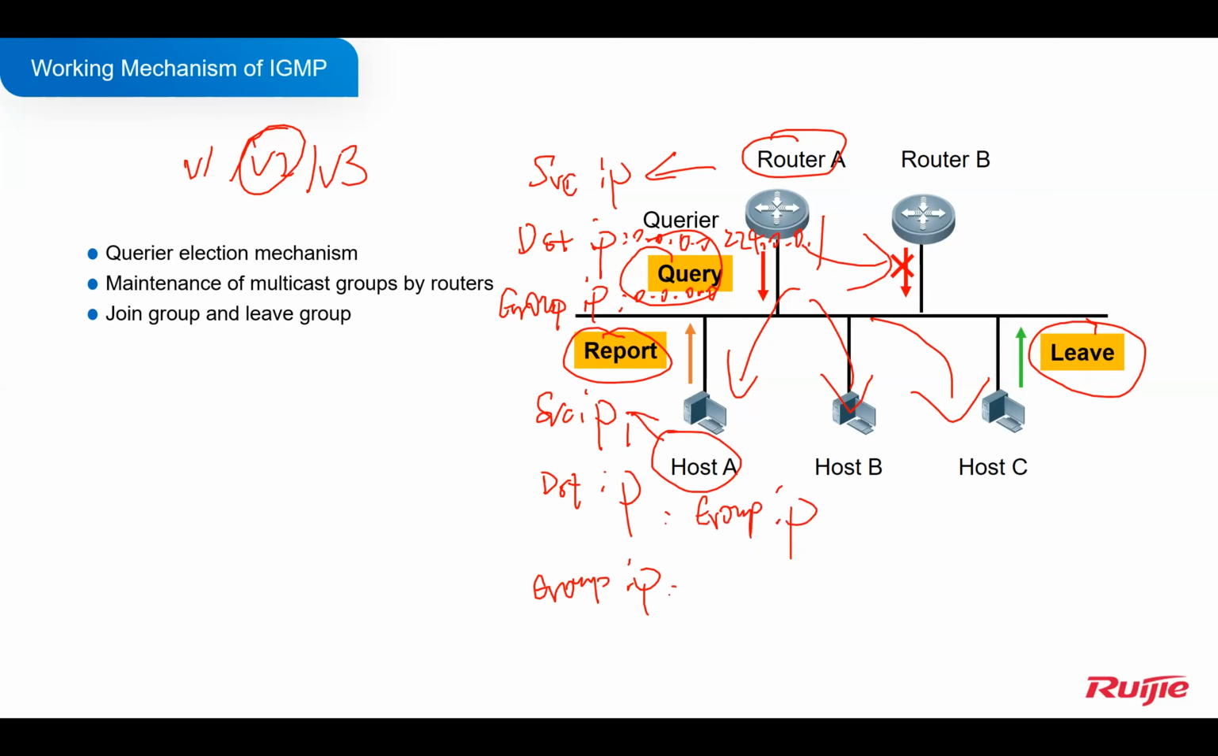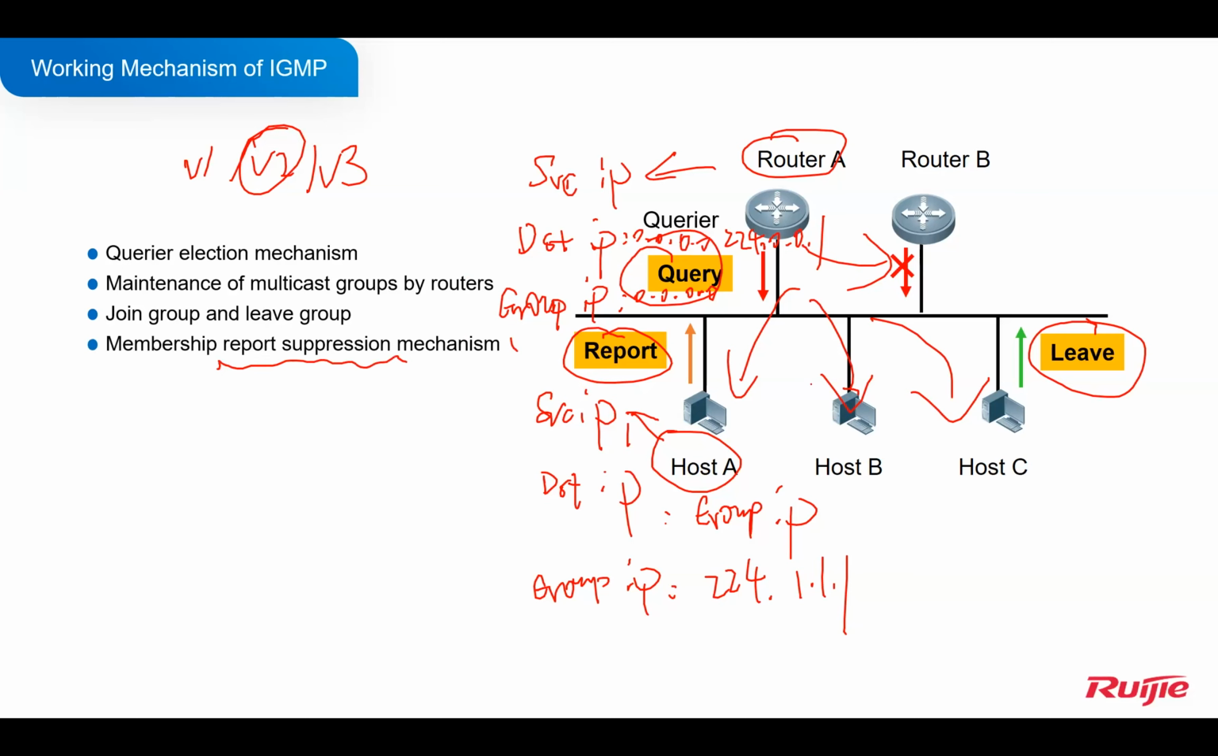And for the group IP information, we can use, for example, 224.1.1.1. This is the host report packet. After the other hosts receive this report packet, host B and host C don't need to send the report information to router A. So it means we can suppress the report for our hosts.